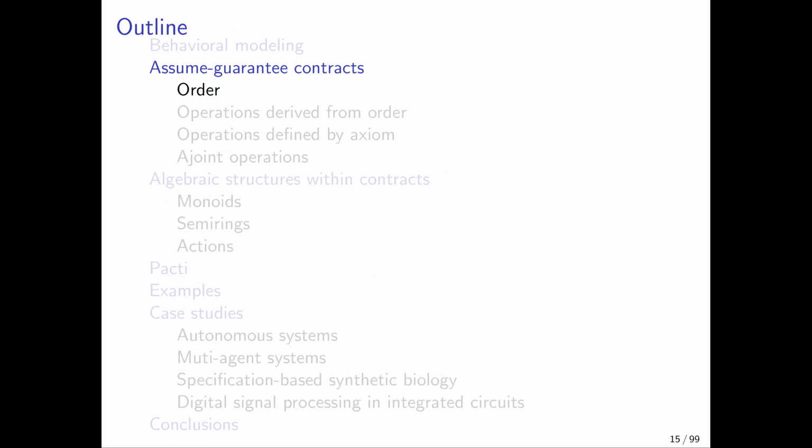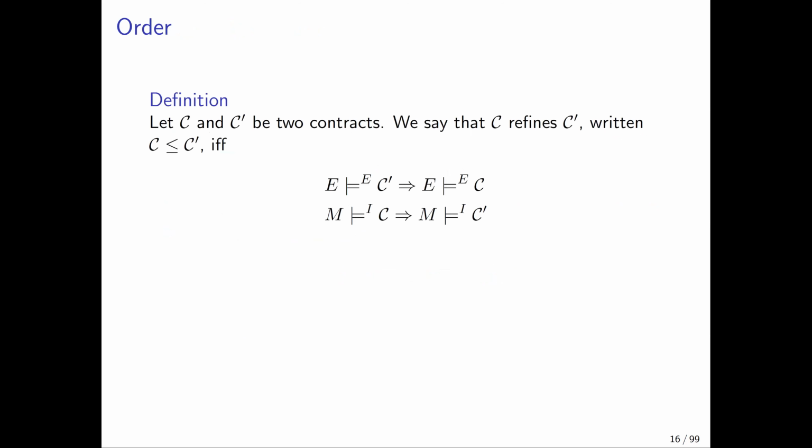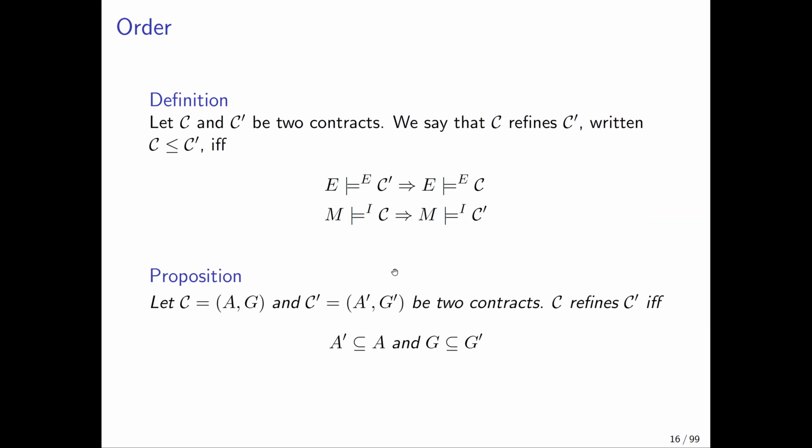Okay, let's talk about order for contracts. Order is very important because it allows us to tell when a specification is stricter than another, right? The way we define order for contracts is as follows. Suppose that C and C prime are two contracts that we want to compare. We are going to say that C refines C prime, or that C is a stricter specification than C prime, when the following happens. If you give me an environment for the more relaxed specification, that environment is also an environment for the stricter specification, okay? Conversely, if you give me an implementation for the strict specification, that implementation should also work for the more relaxed specification. If we translate that into the A's and the G's, refinement looks like this.